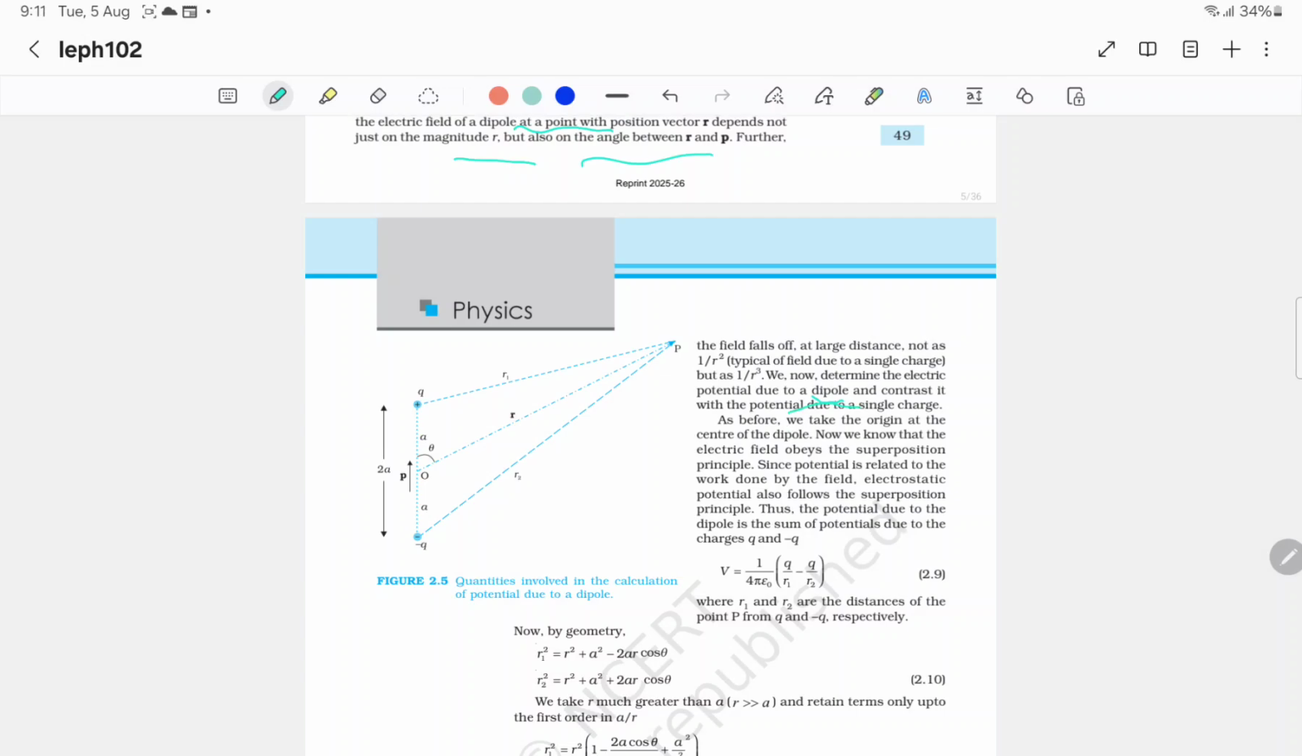charge. As before, we take the origin at the center of the dipole. Now we know that the electric field obeys the superposition principle. Since potential is related to the work done by the field, electrostatic potential also follows the superposition principle. Thus, the potential due to the dipole is the sum of the potential due to the charges. So the potential is equal to q upon r1 minus q upon r2.